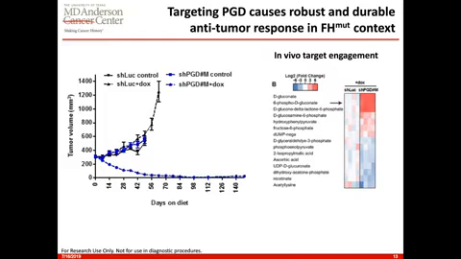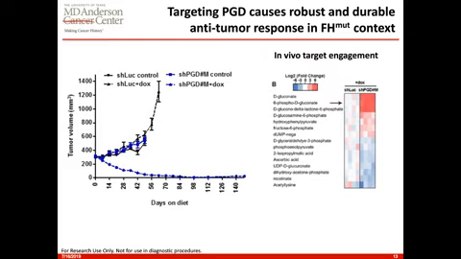Here we conducted metabolomics with the tumors from the study. These tumors were treated with doxycycline for a week. Then we evaluated how much metabolite is there in this tumor, and we see robust accumulation of 6-phosphogluconate, which is the substrate of PGD. So therefore, we achieve in vivo target engagement as well here.